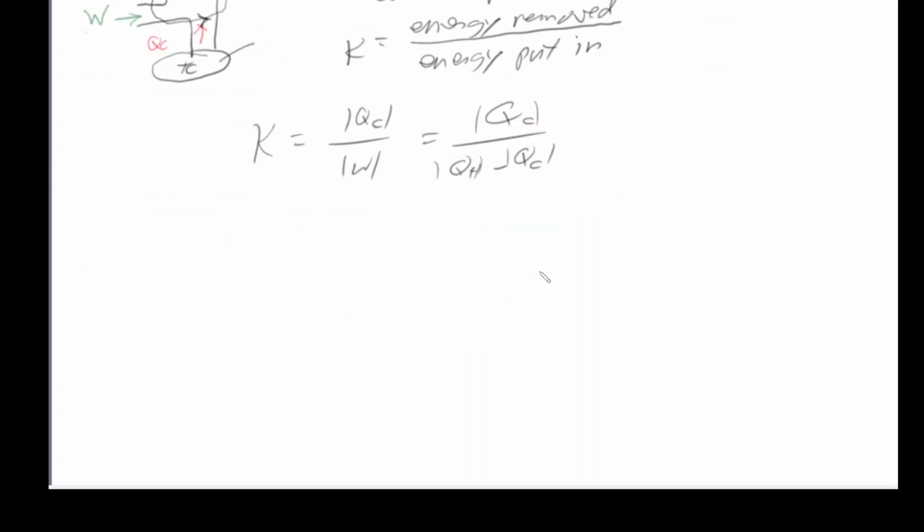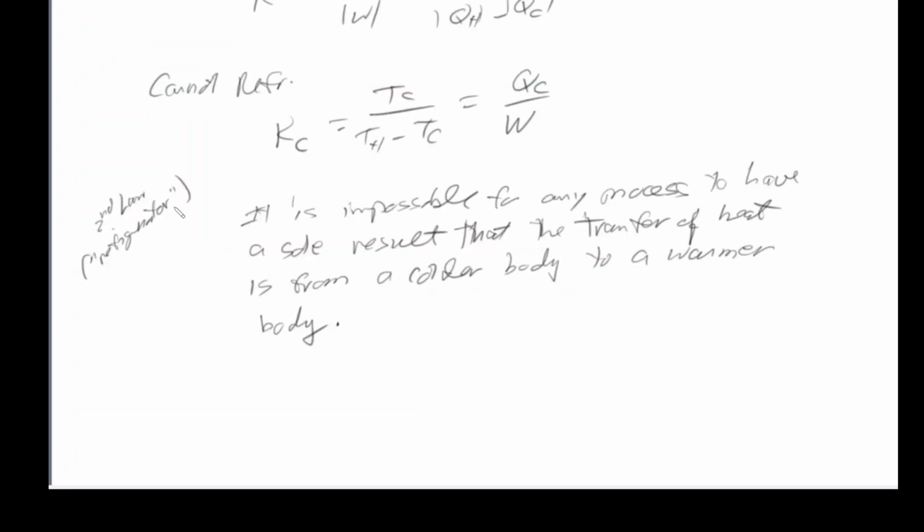And again, for a Carnot refrigerator, we can get the coefficient of performance sub C equal to TC over TH minus TC, which is also equal to QC over W. So we can restate the second law again for refrigerators, such as a refrigerator second law, and that is, it is impossible for any process to have a sole result that the transfer of heat is from a colder body to a warmer body. That is, without doing work on the system.